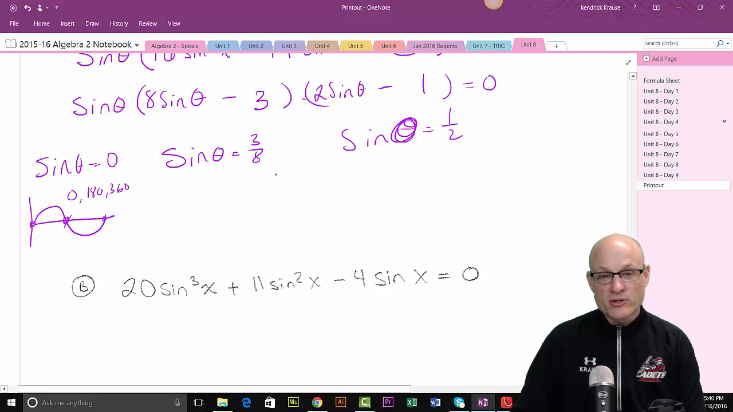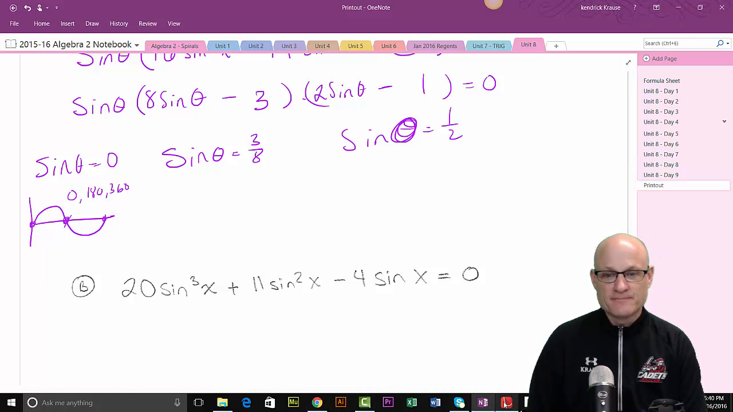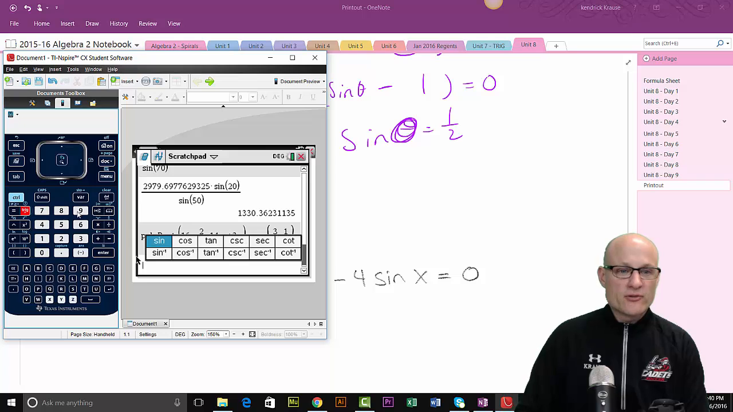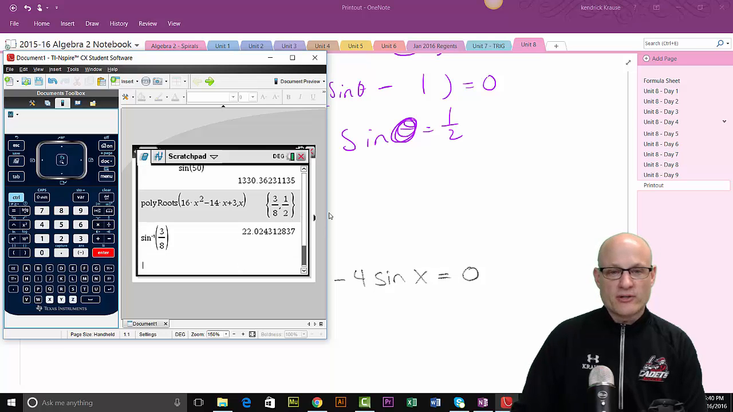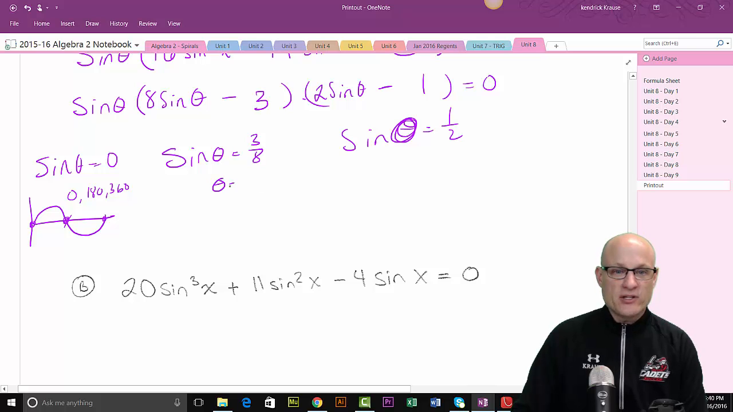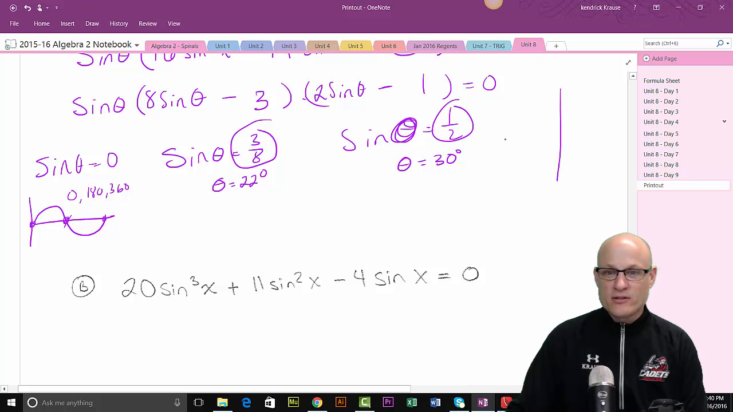Now these two are going to be a little bit more difficult. So I have to inverse sine 3 divided by 8. And you get, well, let's just round to the nearest degree, 22 degrees. So theta is equal to 22 degrees. And this one I know theta is equal to 30 degrees. Okay. Now, both of these are positive. So that means for both of them, we're going to be in the first and the second quadrant.